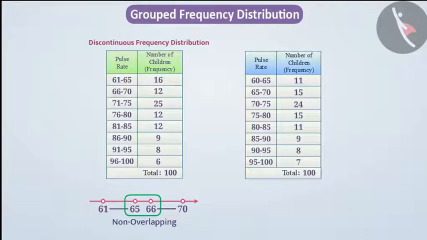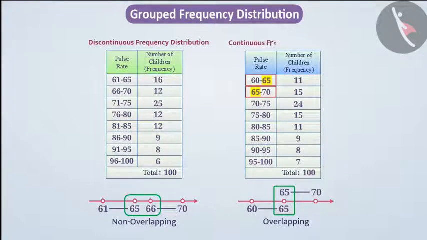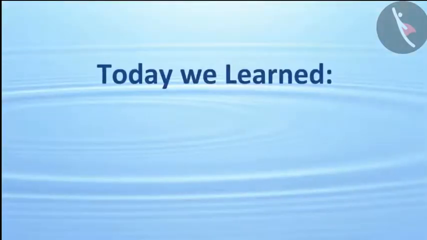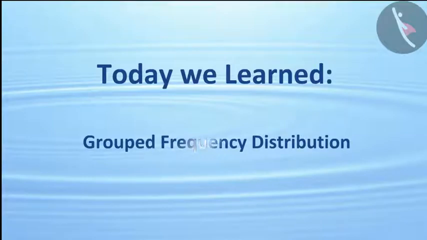If we talk about this table, then there is overlapping of the classes in it. That is, the classes are overlapping. Such a distribution of data is called continuous frequency distribution. This gives us a continuous frequency distribution table. Today we learned grouped frequency distribution. In the next video, we will solve some interesting examples related to them.